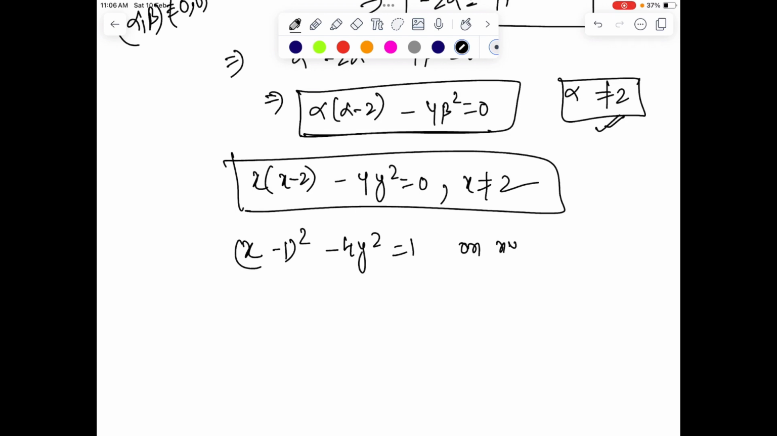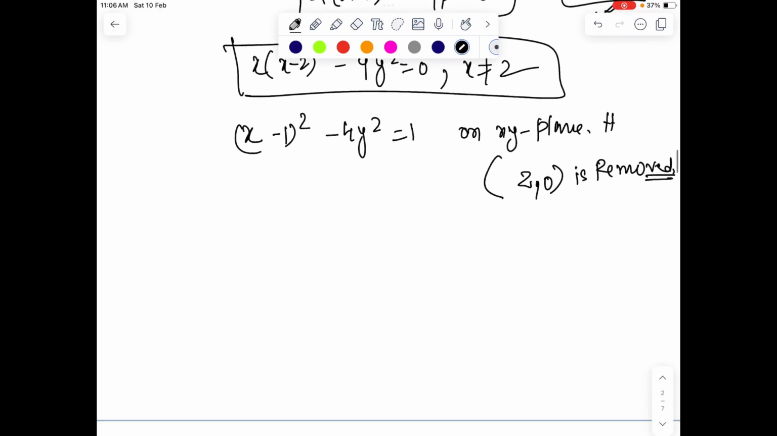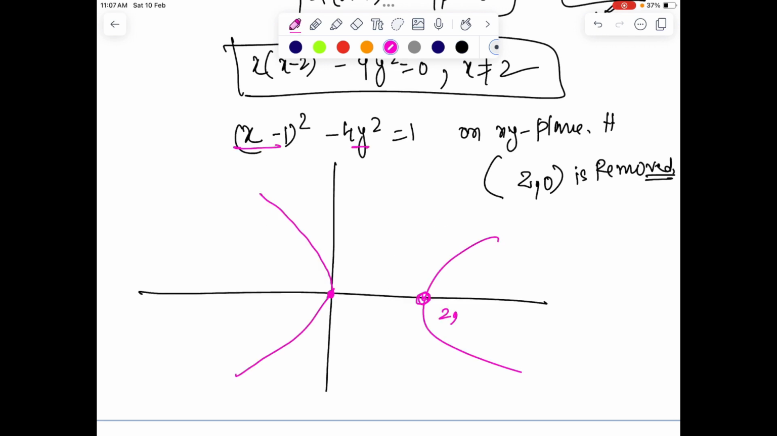Now this is nothing but a hyperbola. So x minus 1 whole squared minus 4y squared equals 1 on the xy plane. This represents a hyperbola with the only restriction that x cannot be 2. So in this hyperbola the point 2, 0 is removed, and it passes through the origin.